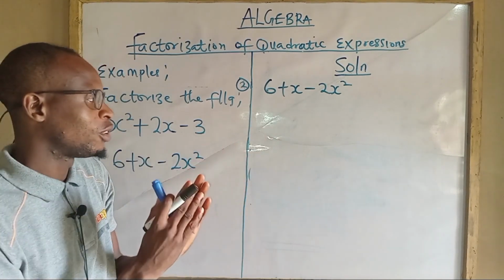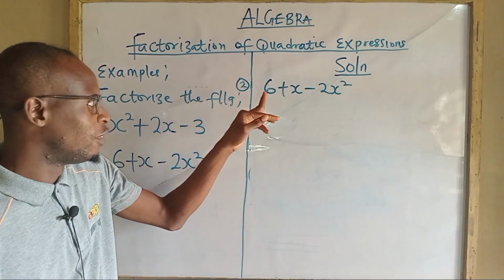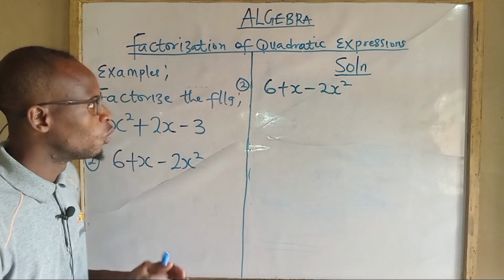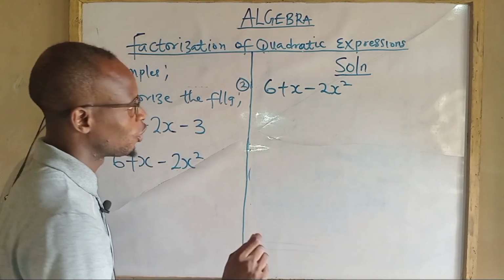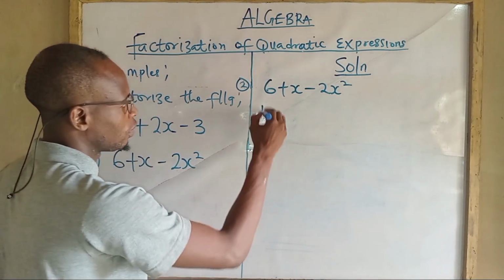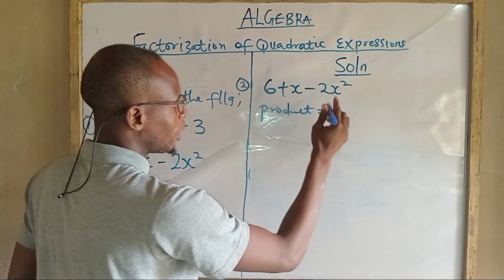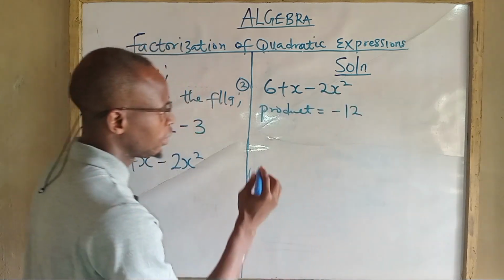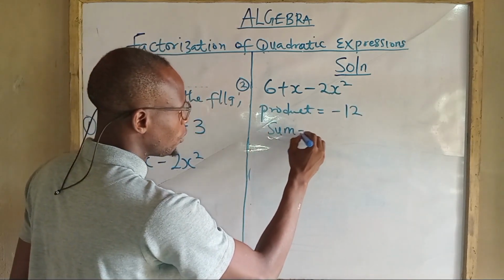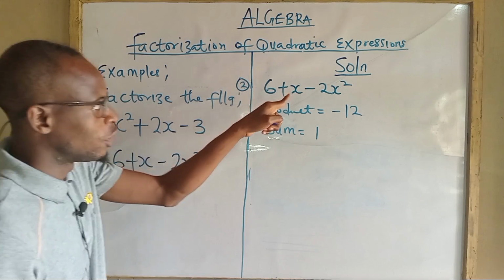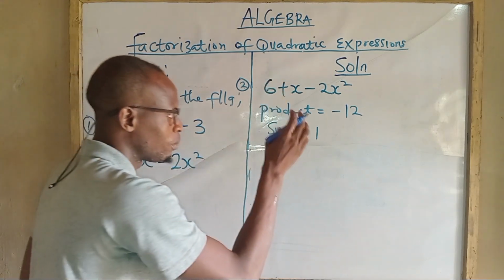But now, irrespective of the way they arrange it, this must not leave this side, this must not leave this side. You cannot place this at the middle. It is not allowed. So we also need to get the sum and the product. The product will be 6 multiplied by minus 2 will give minus 12, right? While the sum is simply what? 1, because x is the same as saying 1x. So the coefficient of x here is 1. So the sum is plus 1.